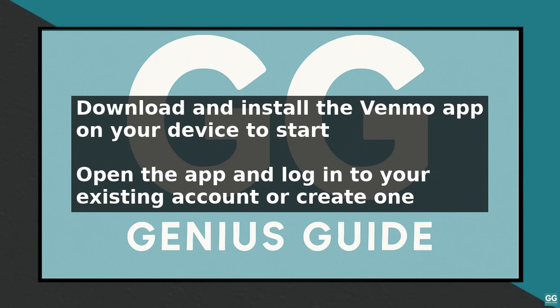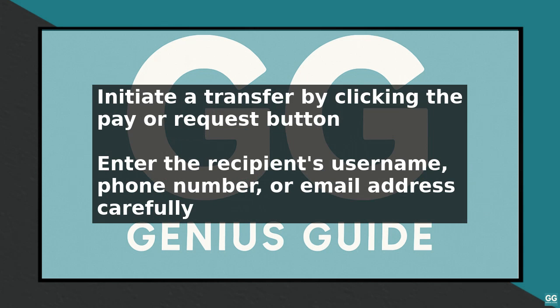To initiate a transfer, click on the Pay or Request button at the bottom of the screen. Enter the recipient's username, phone number, or email address. If the recipient is not a Venmo user, they will be prompted to create an account to receive the transfer.